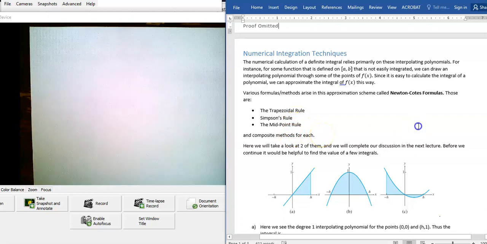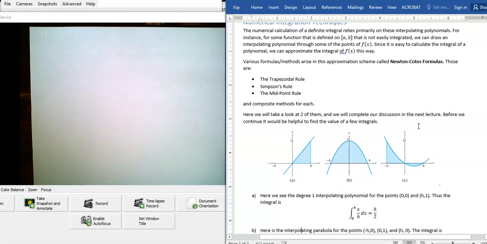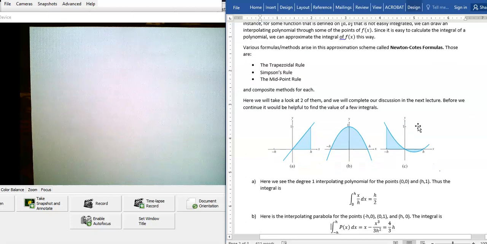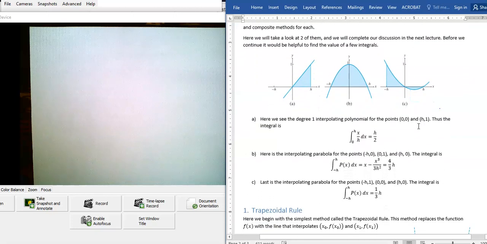Before we get started, we want to look at a few integrals that pop up within our discussion of the derivation of these methods. And those graphs for those integrals are given here. So you can see we're looking for the definite integral from 0 to h for this line. Here we're looking at the integral from negative h to h for this parabola, and then the integral from negative h to h for this parabola.